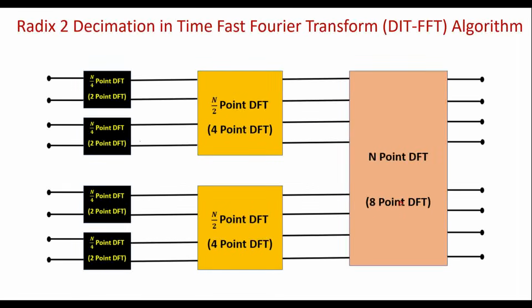First we'll start with the first stage decimation, that is, the 8 point DFT is divided into two n by 2 point DFTs. We have 8 inputs and here we have 8 outputs. So these are the inputs, and here these are the outputs. We'll assume that x of n are the inputs and x of k, that is the DFT, are the outputs.